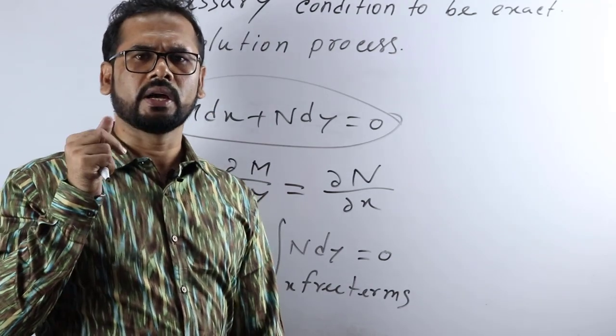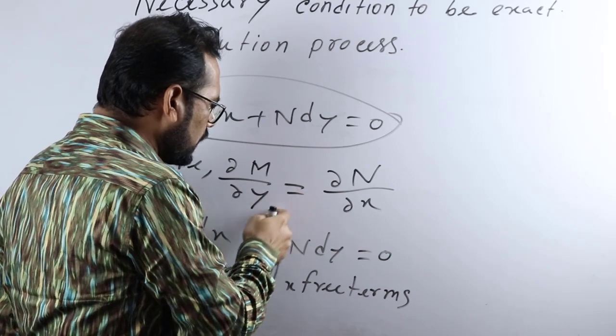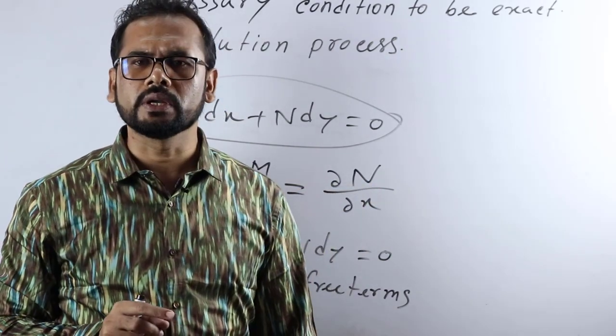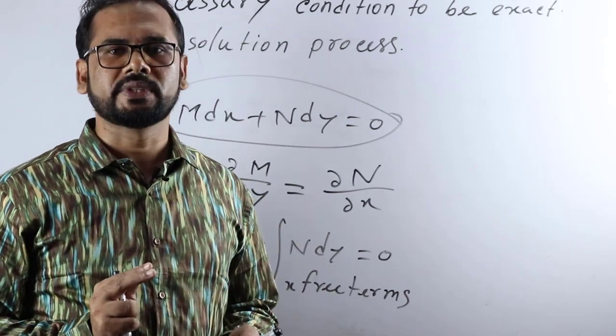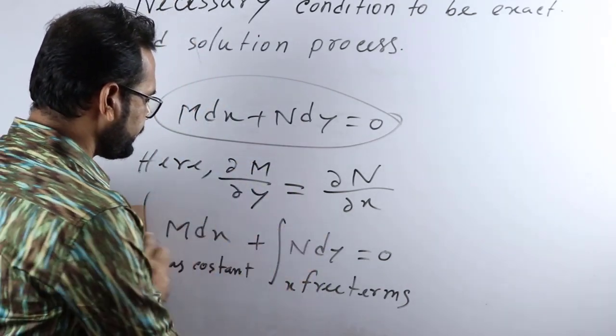Now I want to discuss what happens if del M by del y is not equal to del N by del x. Then it is not an exact differential equation. Then how do we solve this type of differential equation? Now come to the point.